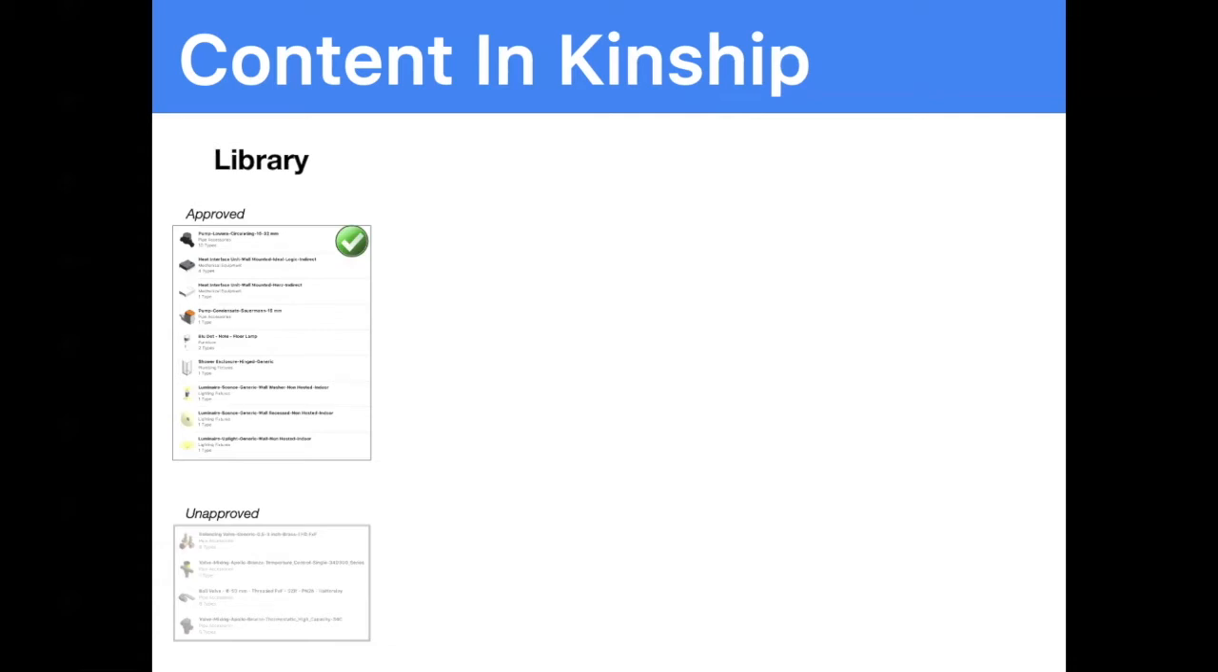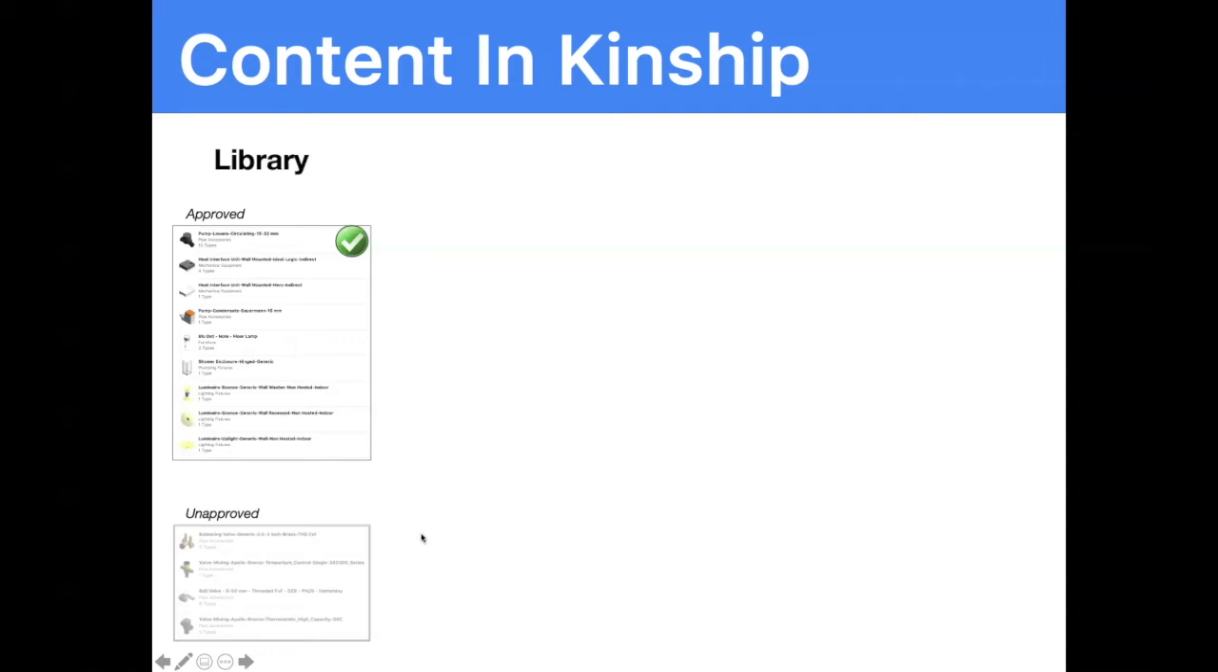Now, a little bit of background on where content is stored within Kinship. We won't go into too much detail, but it does help to understand. So the library is the place where approved content is placed. This is the content that generally your BIM managers have said, this is what we recommend. And when you're searching, in general, things from the library come back first. We'll talk in more detail about ordering of results.